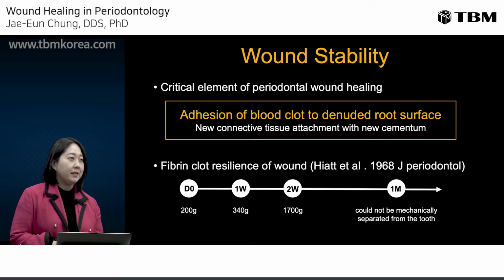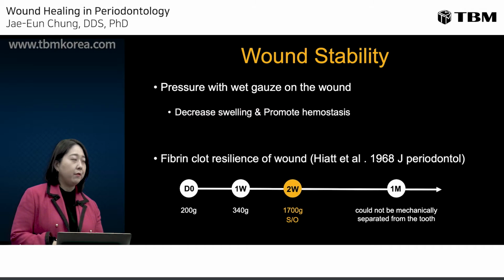Wound stability is important in wound healing. In periodontal wound healing, blood clots should be attached to the root surface to promote new connective tissue attachment. The resilience of the fibrin clot increases with time, and until 1 month after wound formation, the clot cannot be removed from the tooth surface. In other words, maintaining a stable fibrin clot in the periodontal wound is a critical factor of healing. And you should remove your suture material after 2 weeks of surgery according to the fibrin clot adhesion.